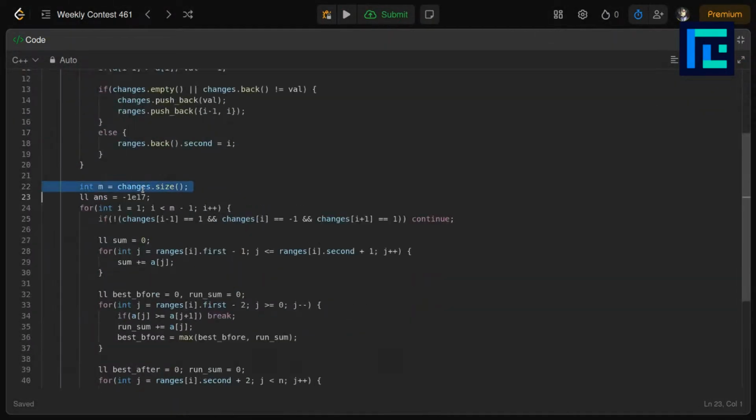Now I'm finding the size of my changes array. My initial answer is set to negative infinity. Since I want to find the maximum one, I set it to negative infinity, so a very large negative number.